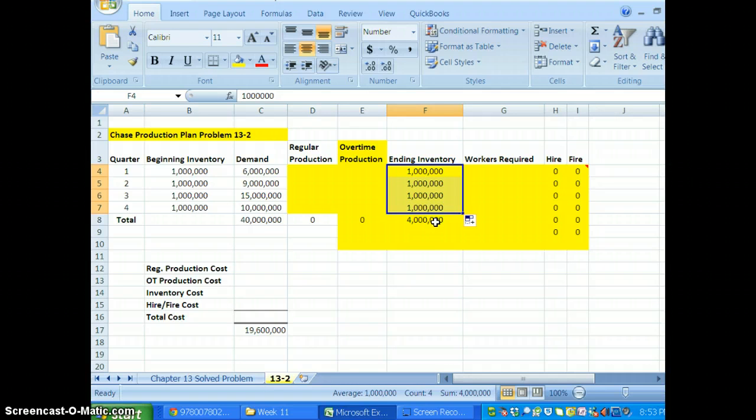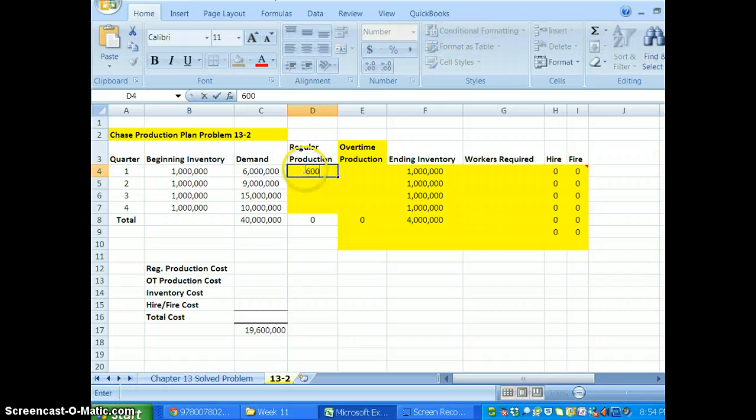The next thing I would do is I would fill out the demand schedule, and again, this came right from the problem data, so I would insert that in, and of course it's pre-formatted so that it does the total for the period. Next thing I would do is insert the regular production. The problem told us that they want to keep regular production at 6 million, so they're always going to produce the same amount each quarter.